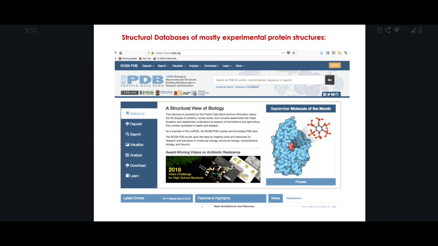Nowadays, there's so much data out there. So the protein database contains the coordinates of every atom in a given protein, maybe except the hydrogen atom. That is not always possible to come up with. But these are mostly experimental protein structures.